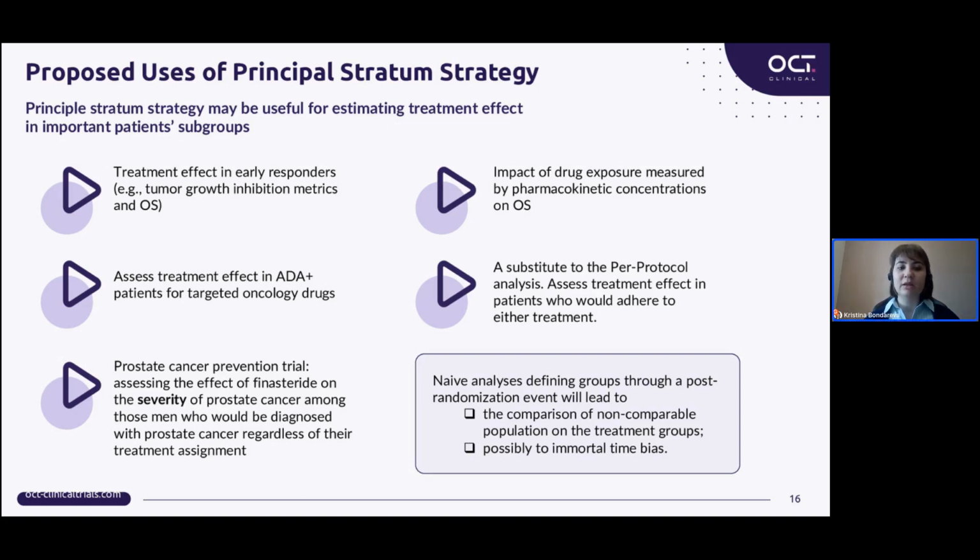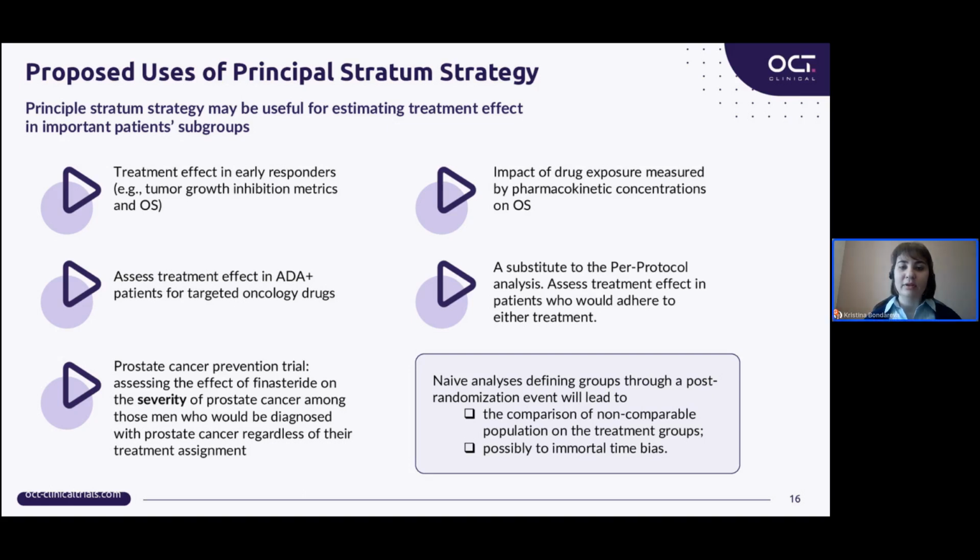Likewise, since biological drugs may trigger immune responses that lead to the formation of anti-drug antibodies, ADA positivity can be considered as an intercurrent event. And a relevant question of interest would be whether ADA positive patients would still benefit from the treatment. A similar question can be formulated regarding patients who have low exposure, as measured by PK concentrations.